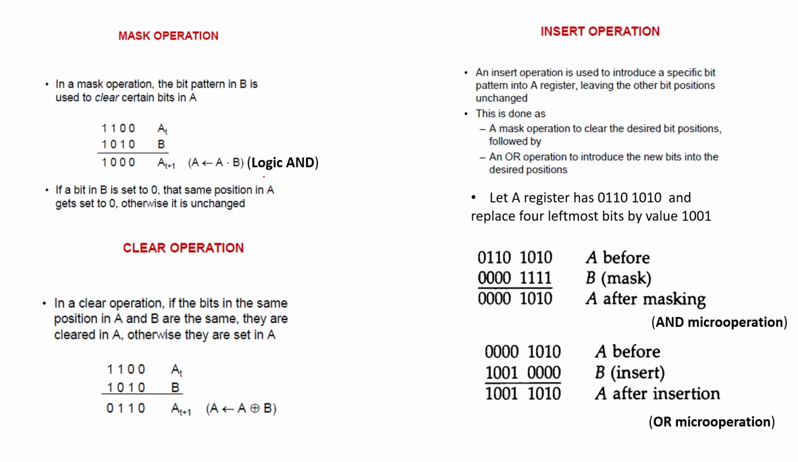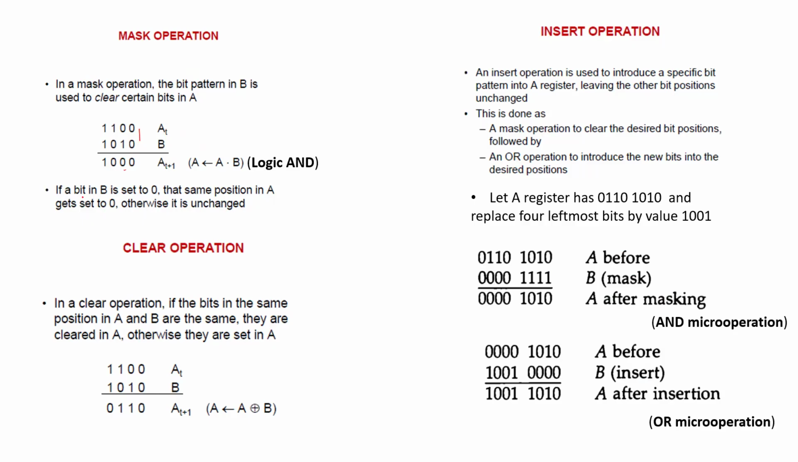A logic AND operation is being performed between the contents of A and B. Okay, so what we are seeing here, if you observe, the LSB bit is 0, 0. Here the output is 0, 0, 1. The AND gate output is 0, 1, 0, 0, 1, 1, 1.